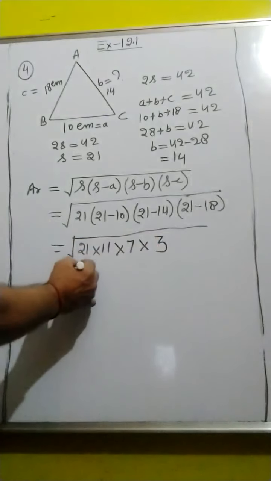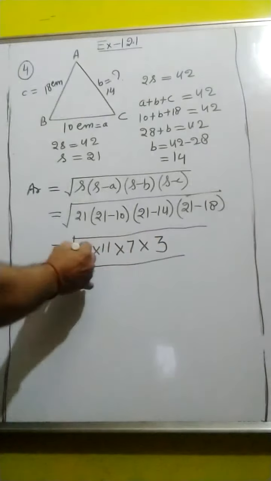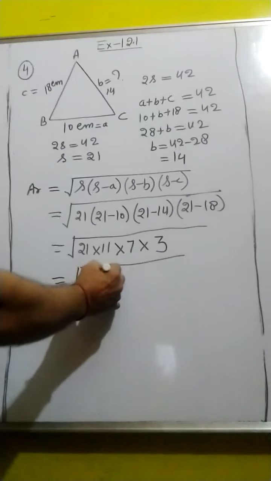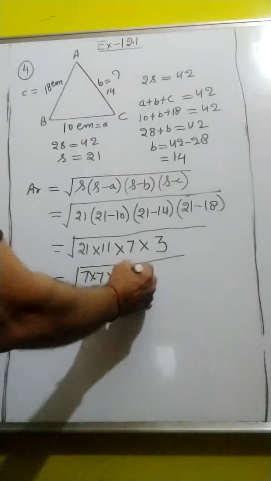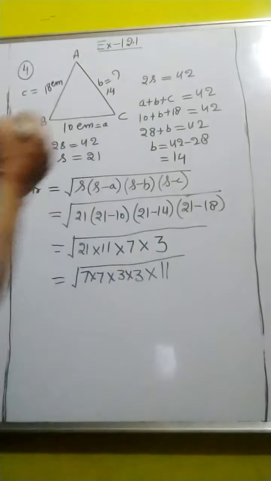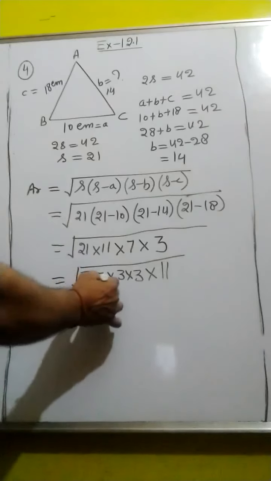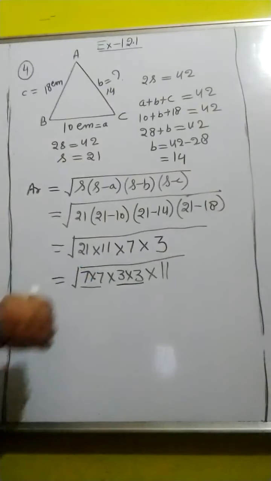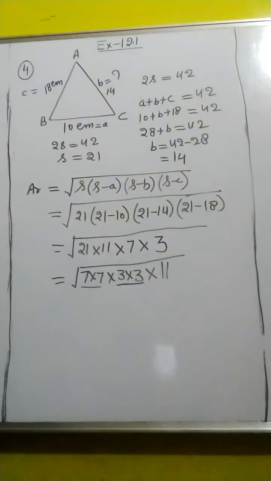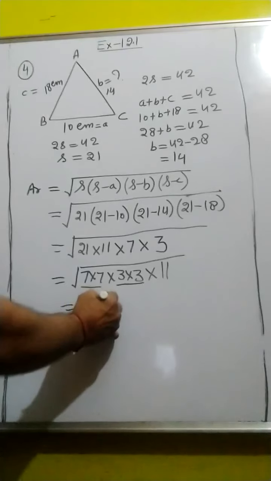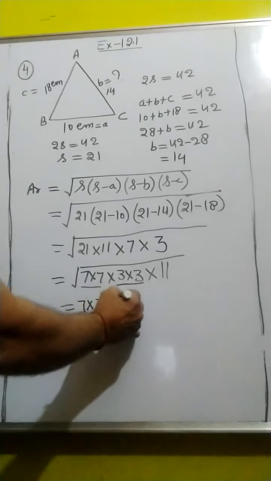Now we can write this as, 21 can be written as 7 into 3, so 7 into 7 into 3 into 3 into 11. So there are two pairs, 7 into 7 and 3 into 3. Square root of 7 into 7 will be 7 and square root of 3 into 3 will be 3. So this is equal to 7 into 3 into under root 11.